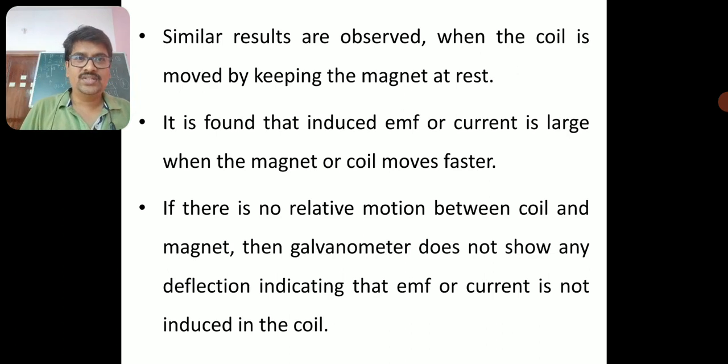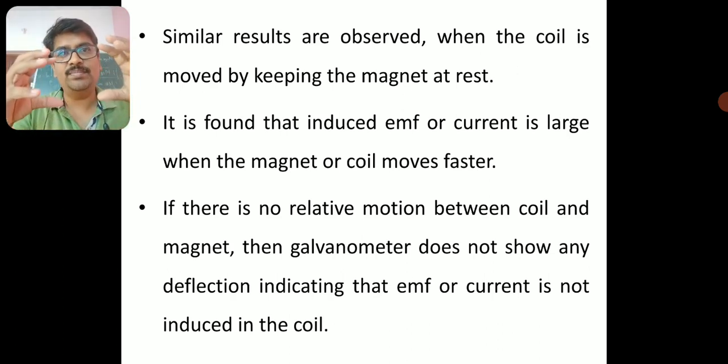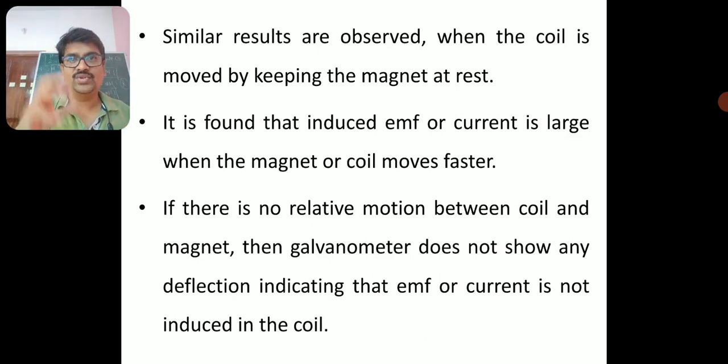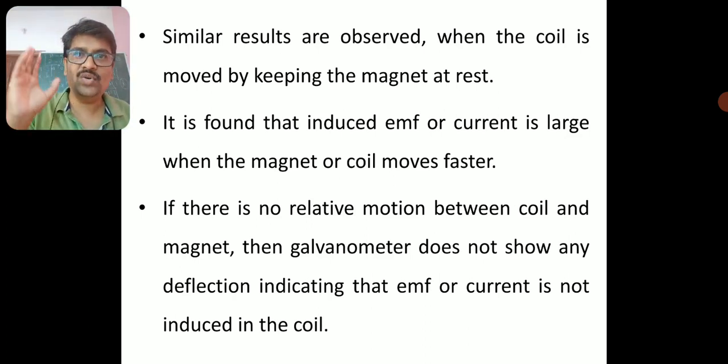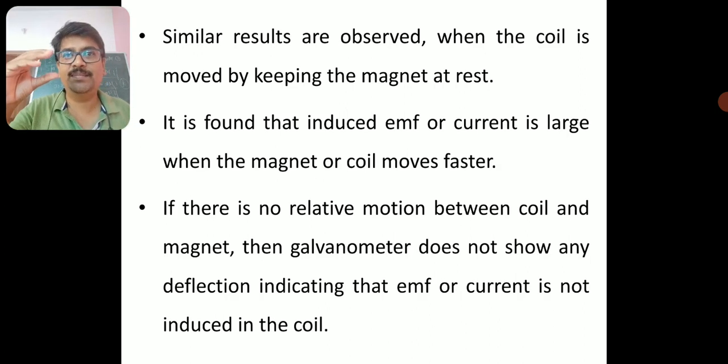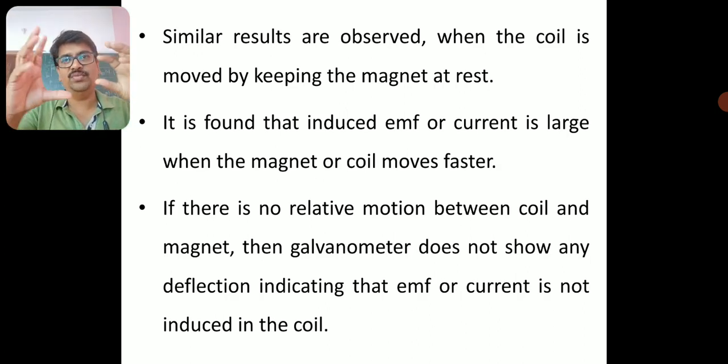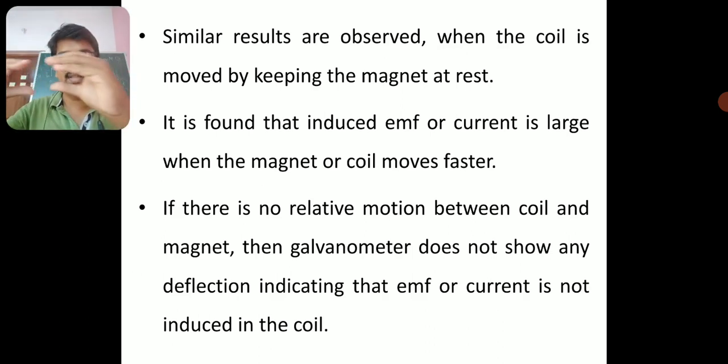Finally I can say that if there is any relative motion between the magnet and the coil, a current is induced in the coil. You should make a note here, there must be some relative motion. Do you understand what relative motion is? If both coil and magnet move with the same velocity, it is not a relative motion. If they are moving together with the same velocity in one direction, it is not a relative motion.